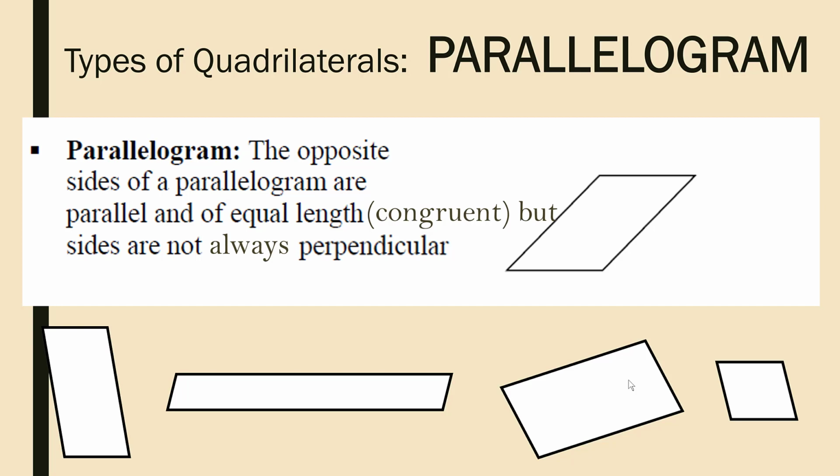Okay, so these are the different types of quadrilaterals. This one has the best name in the world. Parallelogram. Everybody say that with me. Parallelogram. A parallelogram is a quadrilateral that has 4 sides. They're congruent, but they are not perpendicular. So a parallelogram has 4 sides. They are parallel. They are not perpendicular.